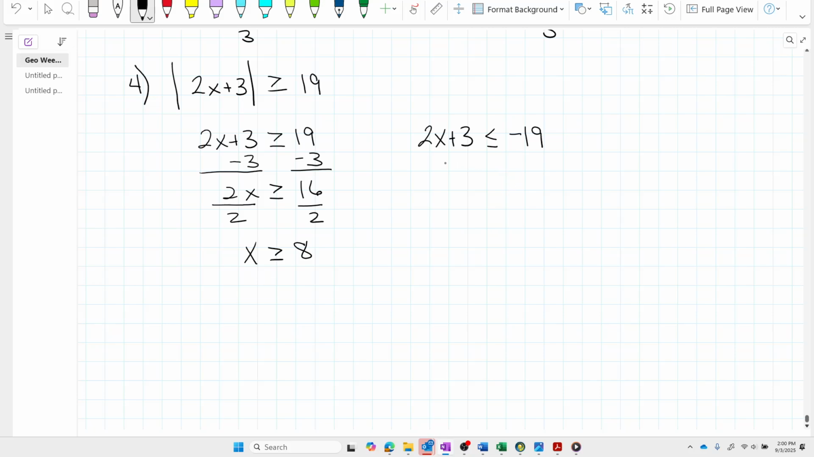In this second equation, subtract 3 from each side. So 2x is less than or equal to negative 22, and then divide each side by 2. So x is less than or equal to negative 11.